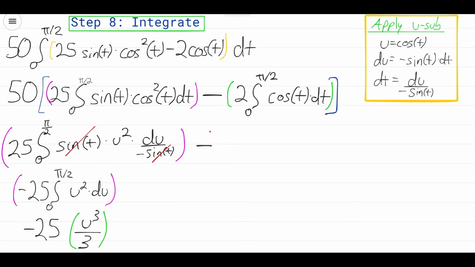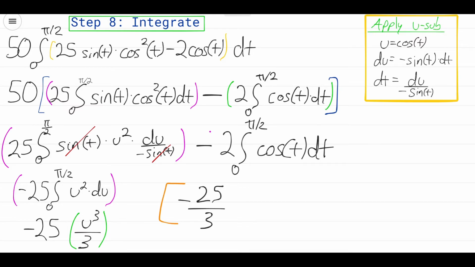So now let's do the second integral. We're subtracting 2 times the integral from 0 to pi over 2 of cosine of t times dt. And what we're going to do now is plug u back in and integrate cosine t. So negative 25 times u cubed over 3 is cosine cubed, minus 2, and then the integral of cosine is sine of t.